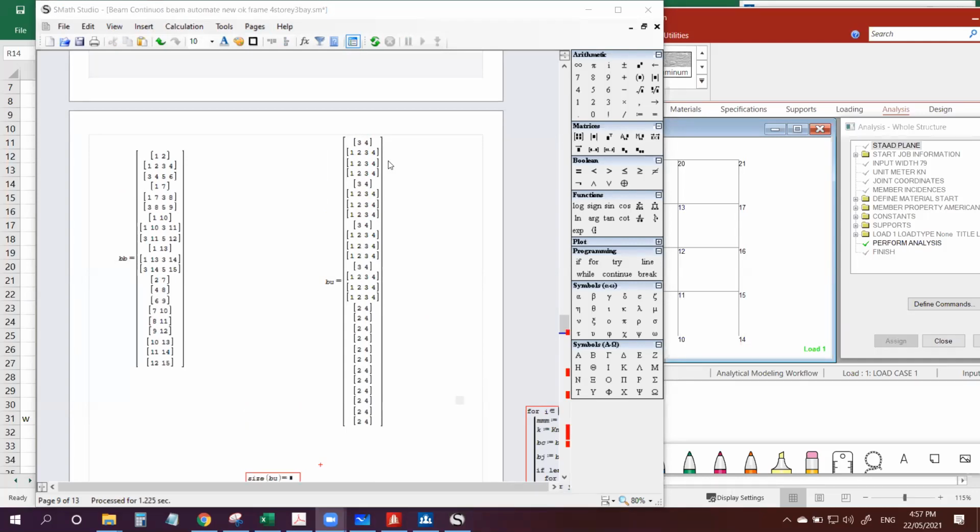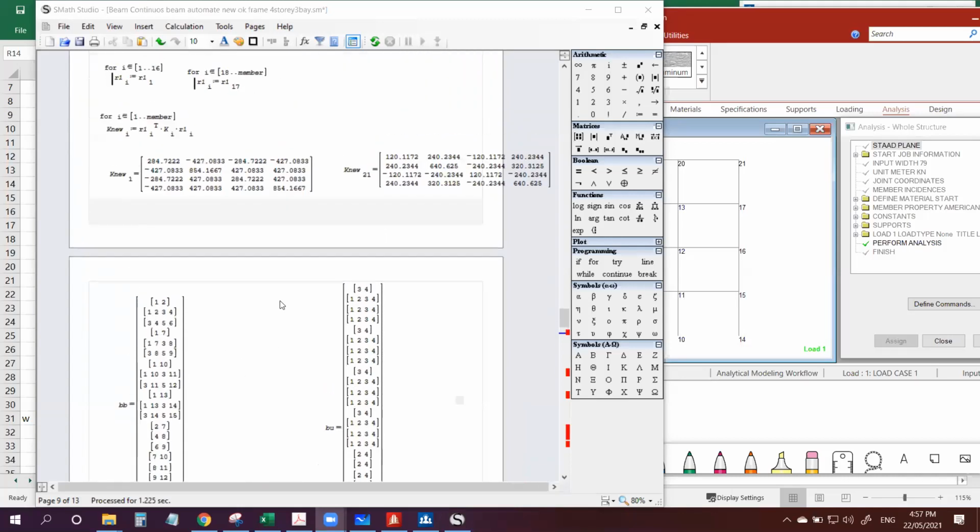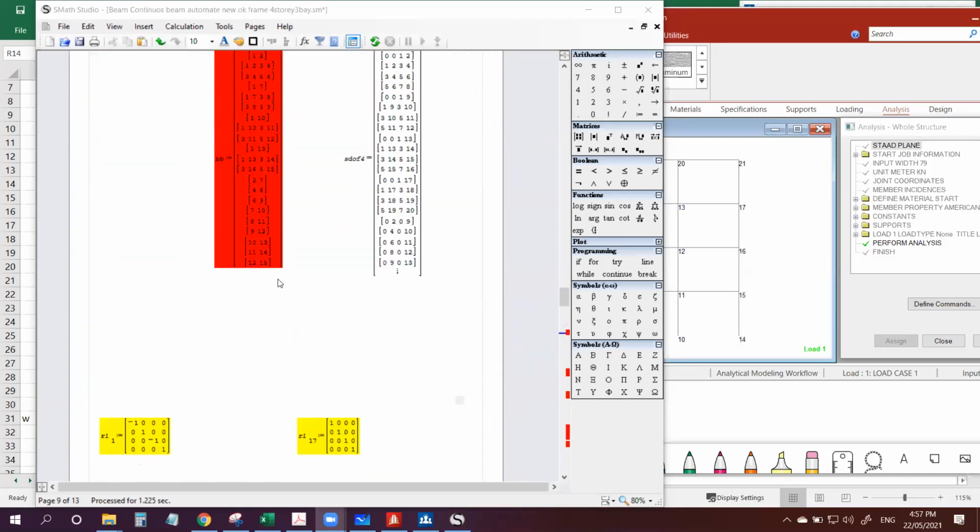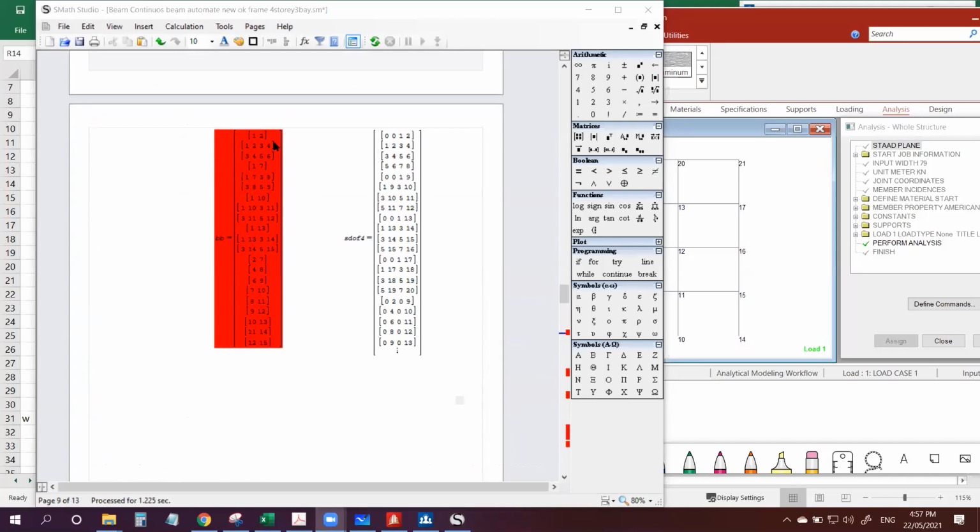Looking at our BU, I think it's already correct. 3 4 3 4 3 4 1 2 3 4. Yeah, it's already correct. My BB is incorrect because, as you see, they have different sizes. They should be the same. So let's check on our BB matrix. Okay, I need to correct this.